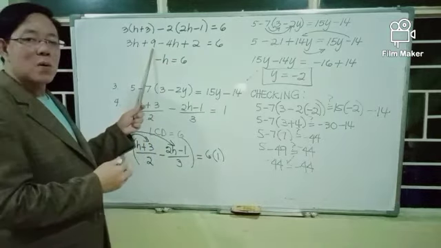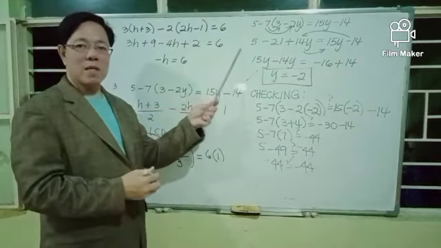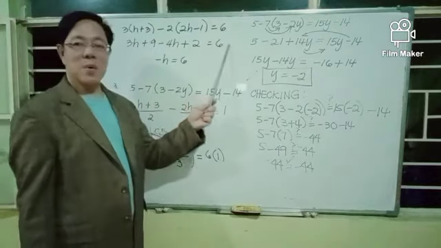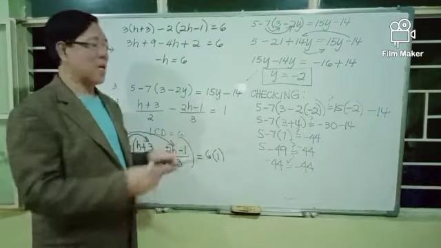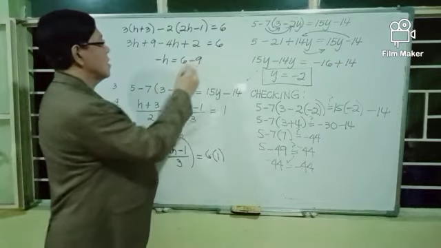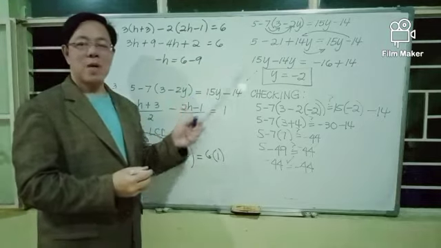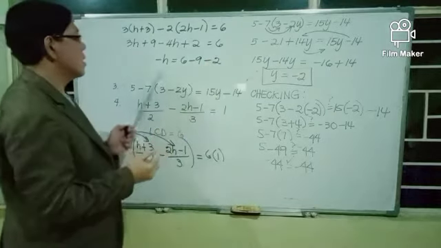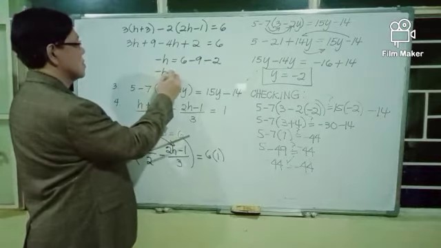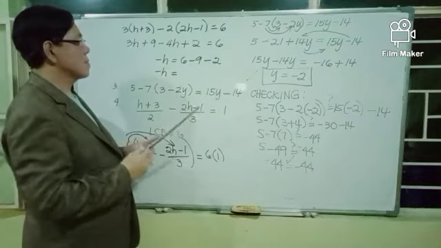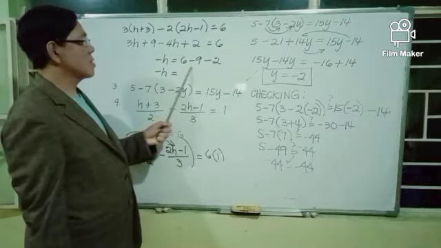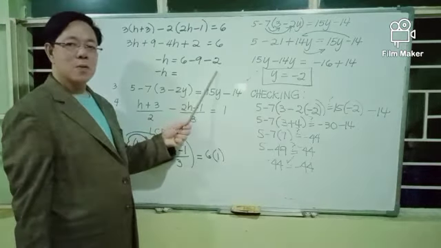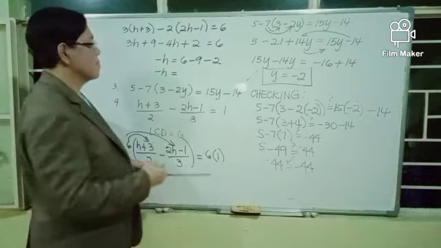And we transpose 9 and 2 to the right-hand side. We take the opposite sign of 9 and 2. Positive 9 transposed to the right-hand side becomes negative 9, and positive 2 transposed to the right-hand side becomes negative 2. And we have negative h equals 6 minus 9 is negative 3, minus 2 is negative 5.